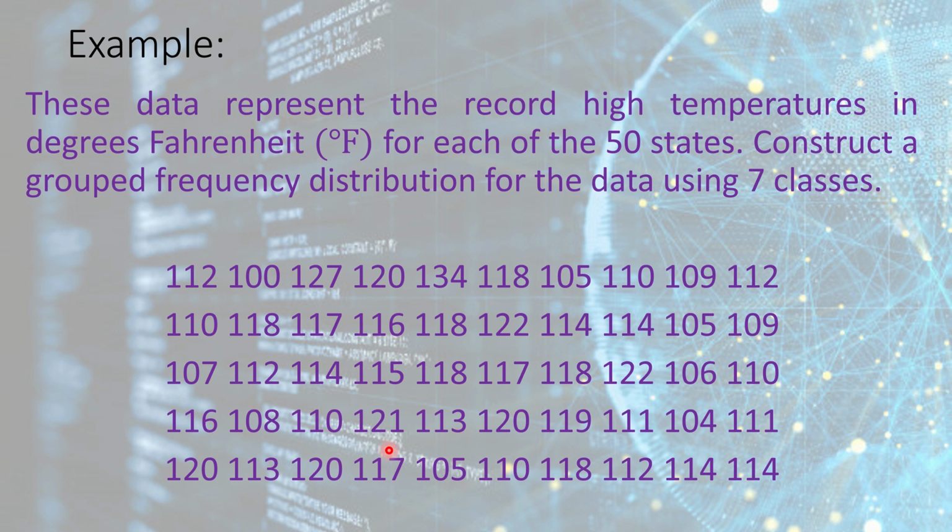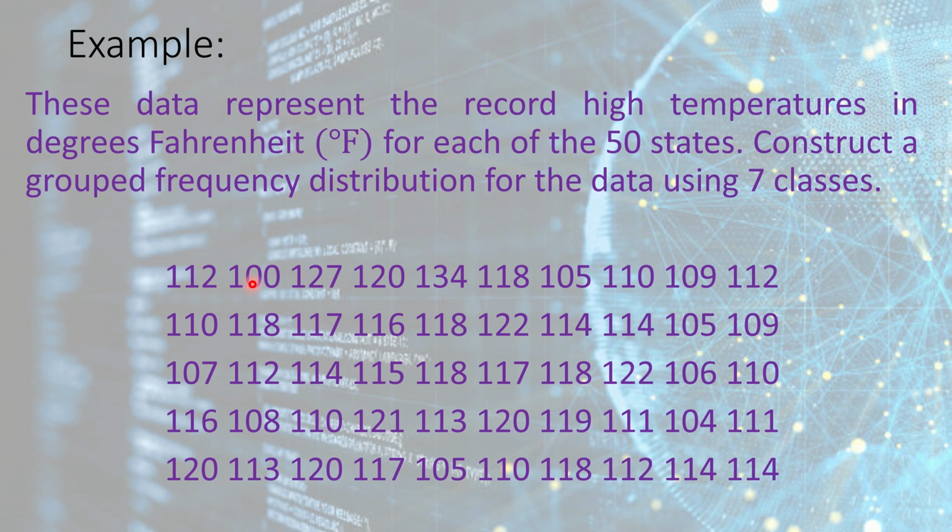Okay, let's do an example by using these rules. Let's suppose we are given the data that is a high temperature of 50 states, and we are interested to construct a frequency distribution for it with 7 classes. There are 50 states, so the data is given for 50, which is greater than 30, so it means we are considering a large data set.